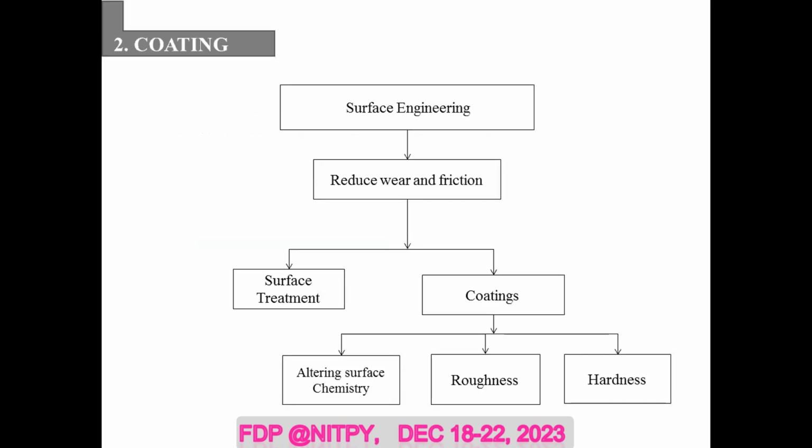So in this way, we are proposing the coating technology. Why do we need coatings? For surface engineering, we use the coating process. By doing the coating process, we reduce the wear as well as the friction. In surface engineering, we can work either without coatings or with coatings. With coatings, we can alter the surface chemistries, change the roughness of the components, and also improve the hardness of the surface layers.